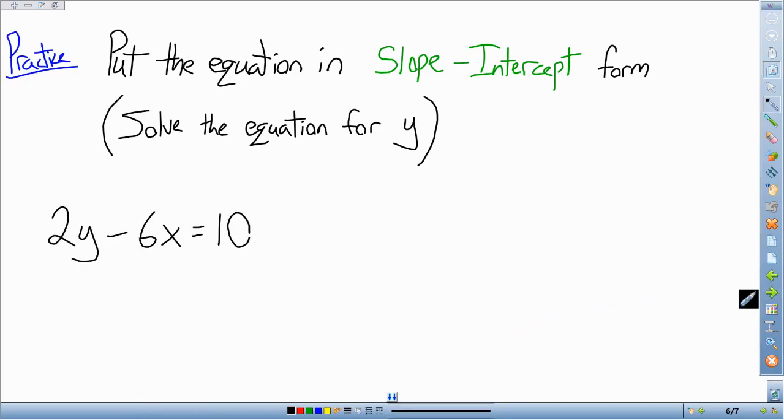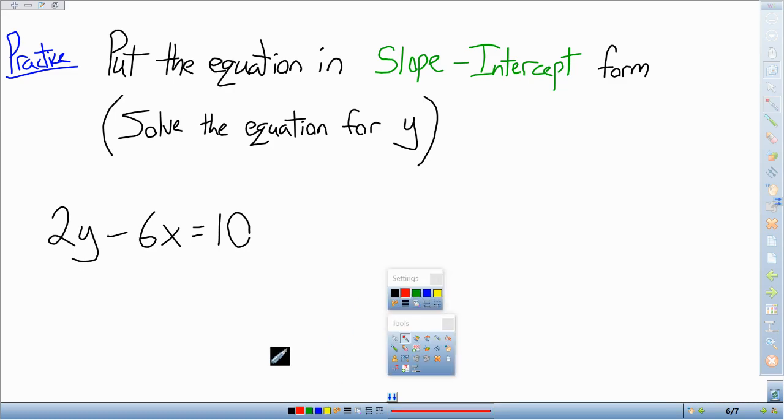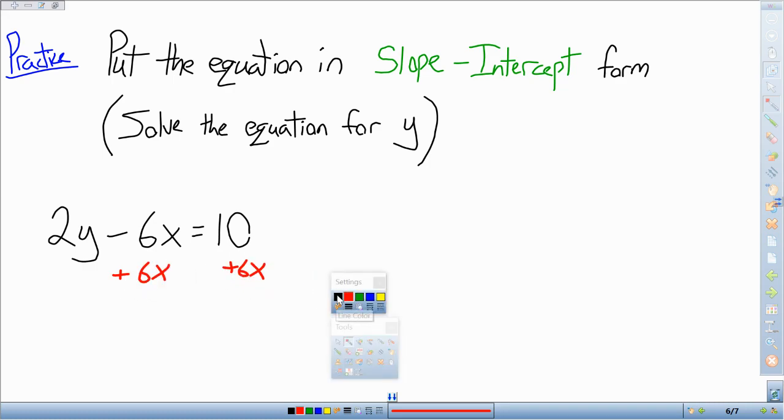Okay, so I'm going to have you guys try one on your own. Go ahead and copy, you don't need the directions. Go ahead and copy this problem and get it into slope-intercept form. Try it out. Okay, so first thing, 2 is being multiplied. We'll eventually get rid of it. But this minus 6x, we need to get over to the right. So we're going to do the opposite. We're going to add that 6x over to the right.